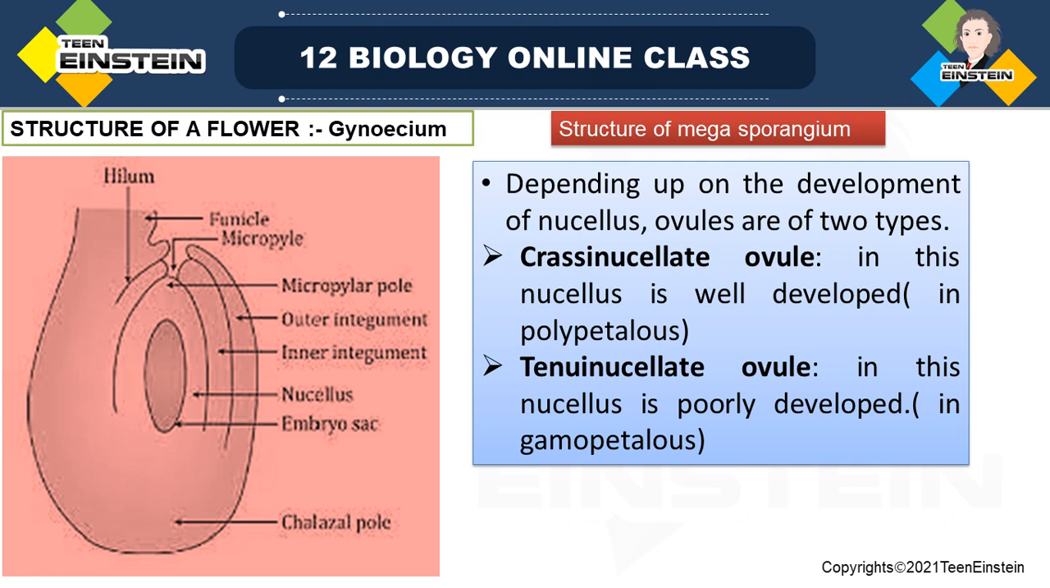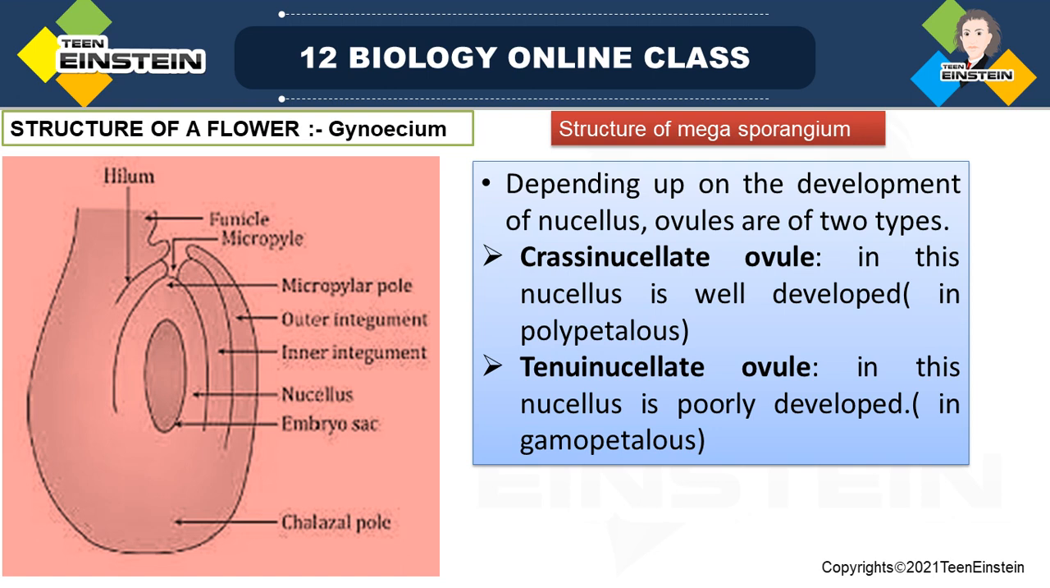The first one is crassinucellate ovule, and the second one is tenuinucellate. First one is crassinucellate, and the second type is tenuinucellate.